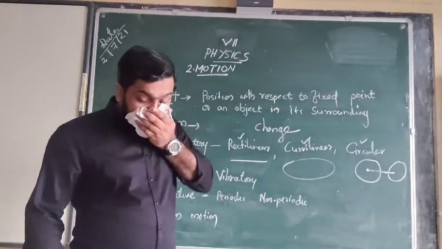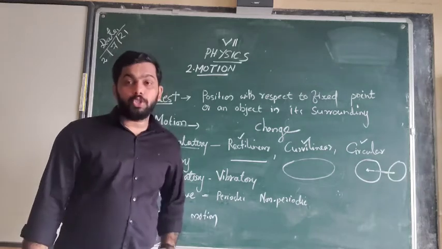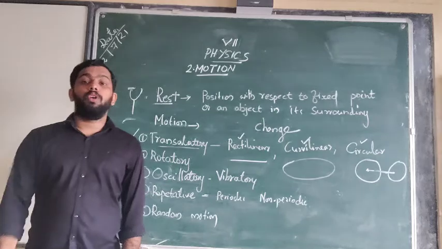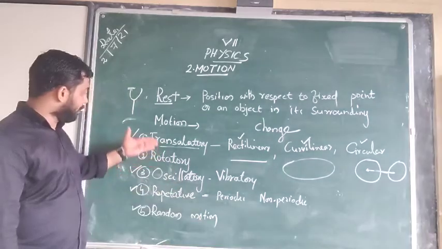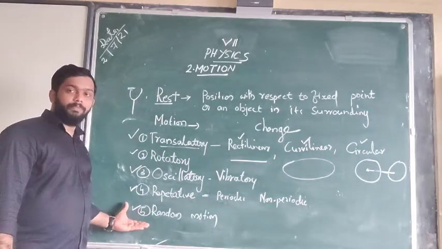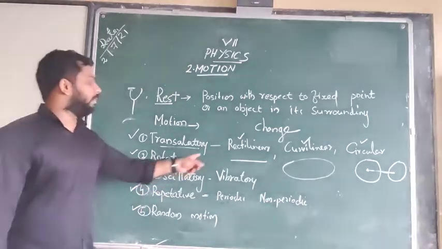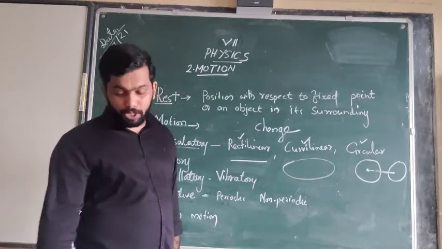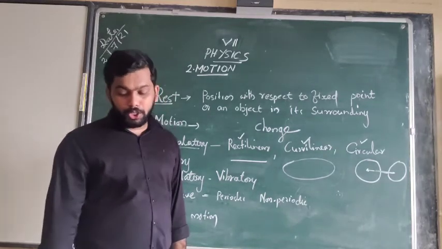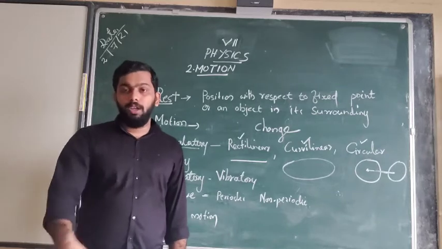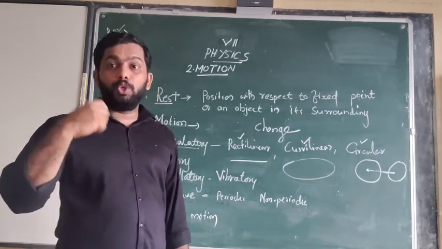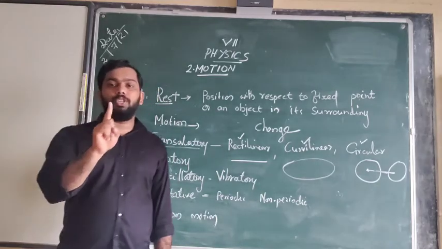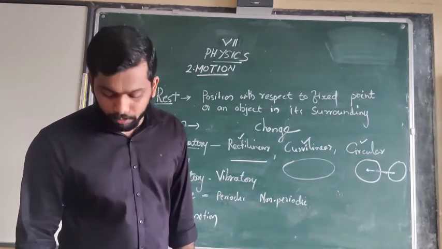Okay, now the last topic is combination or multiple motion. Already we have discussed the 5 types of motions. In those 5 types, we have seen a little more. Combination of motion means when an object possesses 2 or more types of motion. When an object possesses 2 or more types of motion, then we can say that it's a combination of motion.